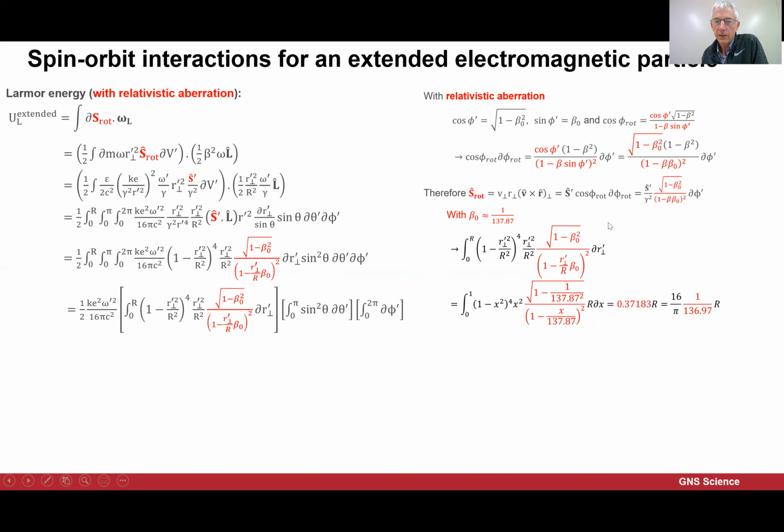Again, we can transform that integral by assigning beta naught to 1 over 137.87. We incorporate that into our expression, and that transforms our integral to become this term. And so you can see here that our expression for the Larmor energy transforms to this equation here. So it's an improvement on our previous expression.